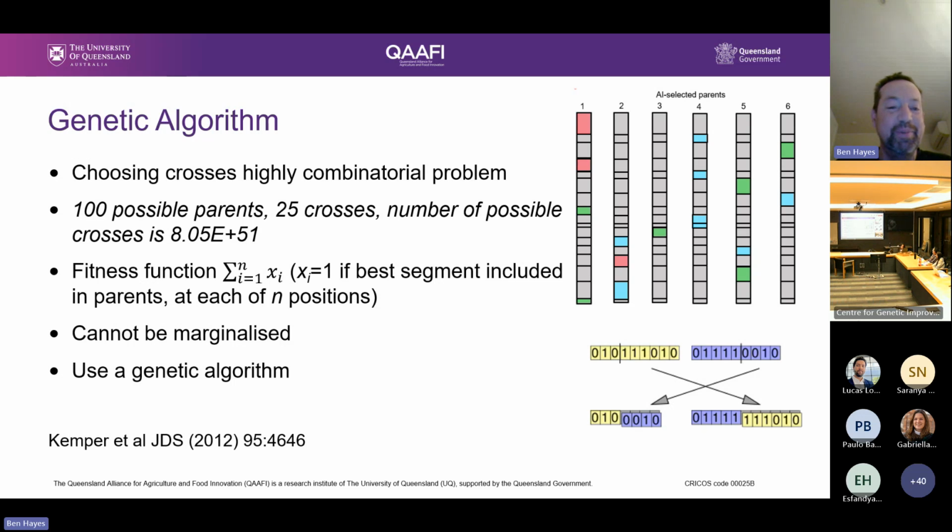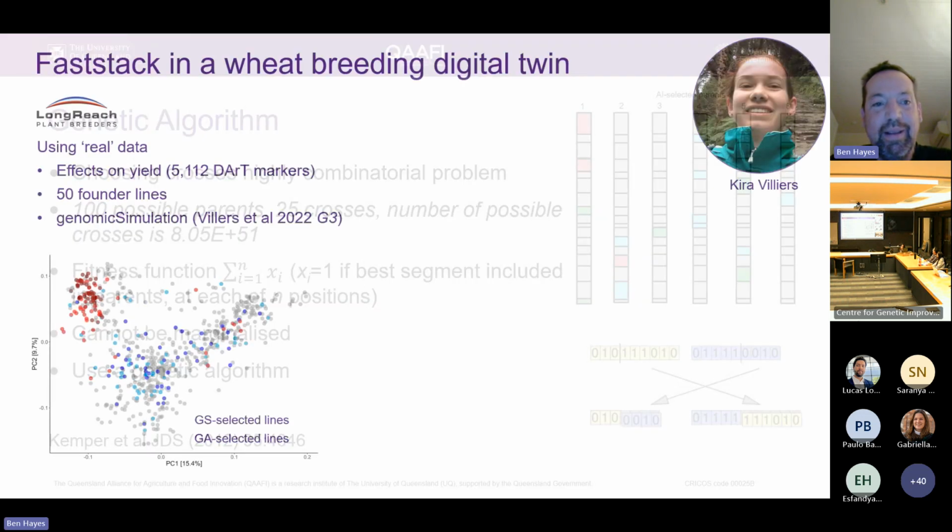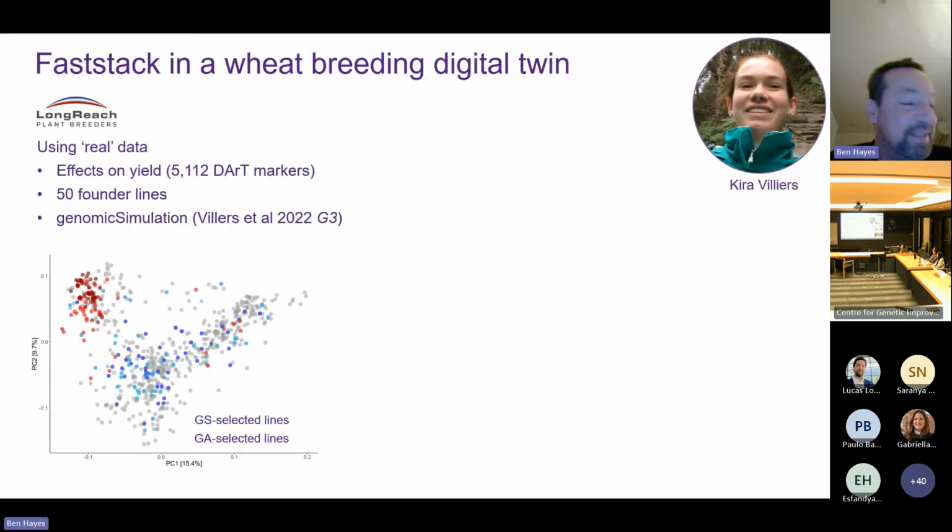And you can't work through that number. You can't just calculate all those possible crosses. You have to have some optimization algorithm. So we use a genetic algorithm, which is a form of machine learning, when we choose these crosses. Other people have chosen other types of artificial intelligence algorithm. But just to point out, this is a very large combinatorial problem. Nevertheless, you can do this. You can set up your genetic algorithm to choose these crosses.